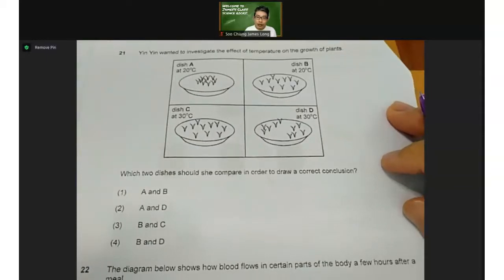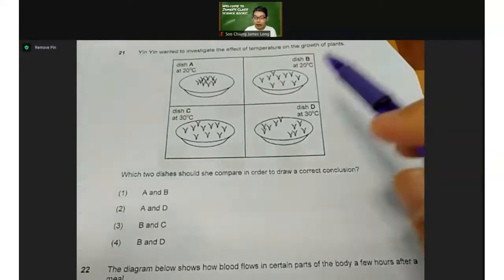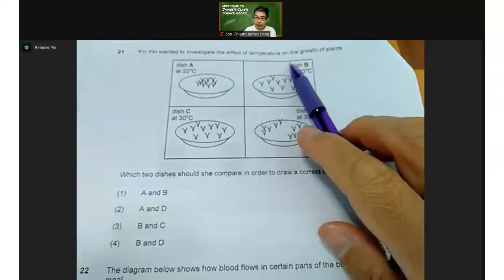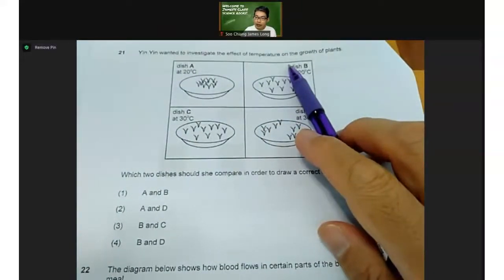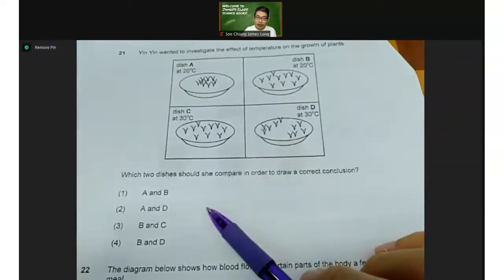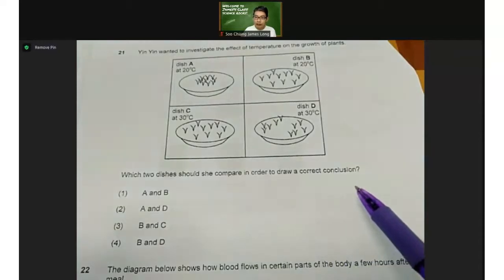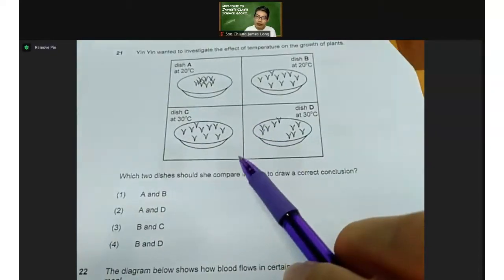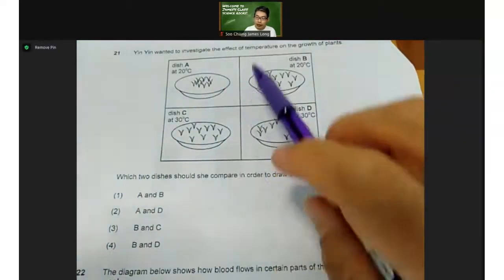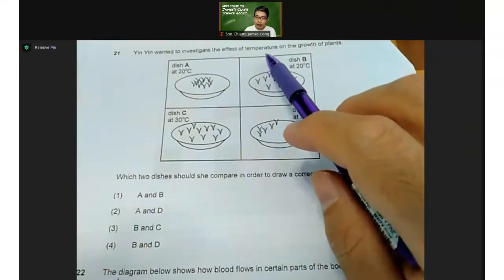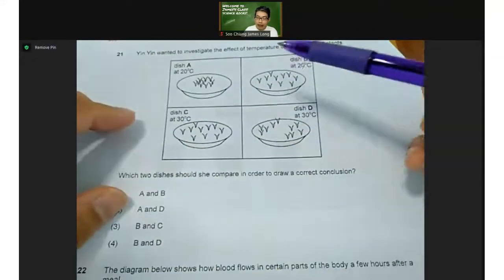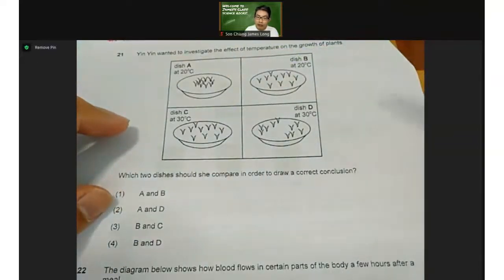This is question 21. In wanted to investigate the effect of temperature on the growth of plants. So this is something like her aim. She wants to find out how temperature affects the growth of plants. Which dishes should she compare in order to draw a correct conclusion? Now, since she wants to investigate the effect of temperature, temperature is the changed variable and that has to change. Everything else must be constant.